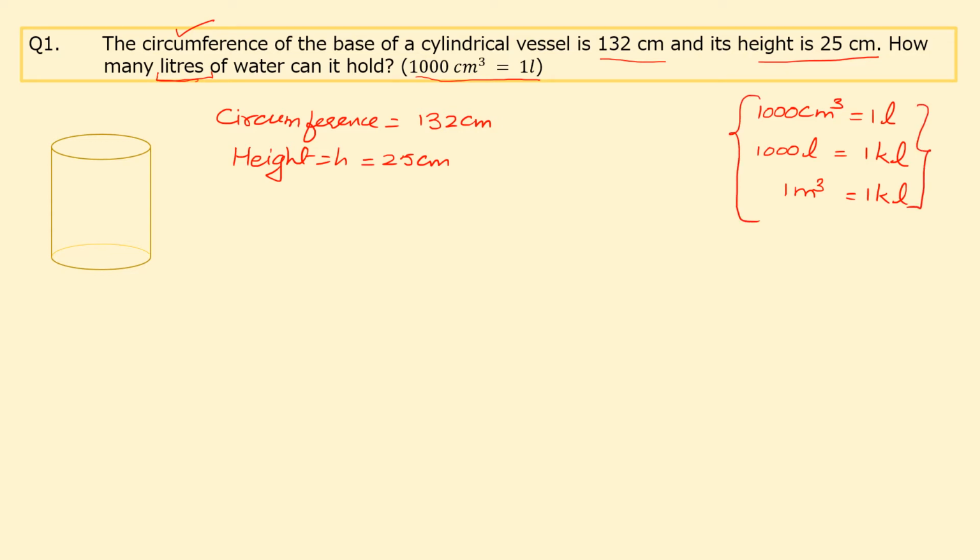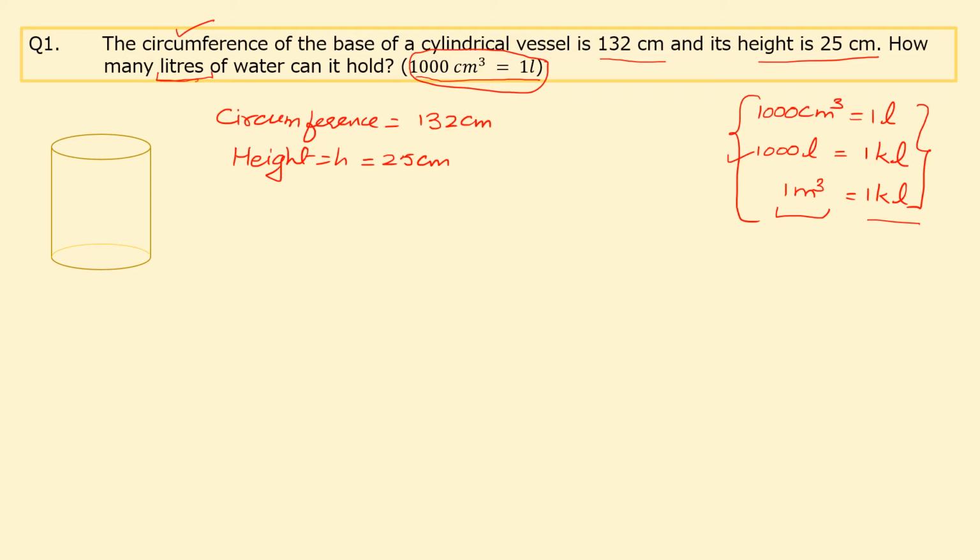Please write in your notebook so that later you can use it yourself, because in exam whenever the question comes they will never write this. So you should know it. Please remember that 1000 centimeter cube makes 1 liter and 1000 liters make 1 kiloliter and 1 meter cube is equal to 1 kiloliter.